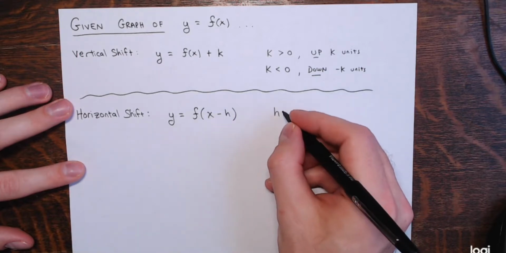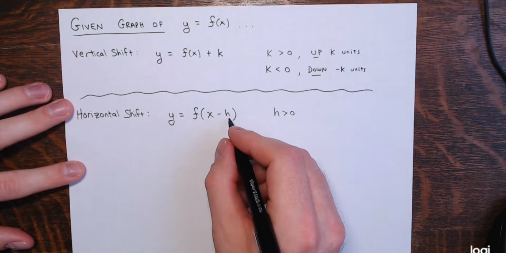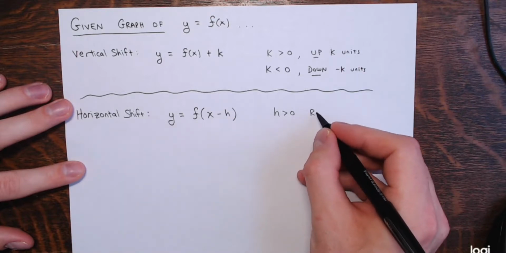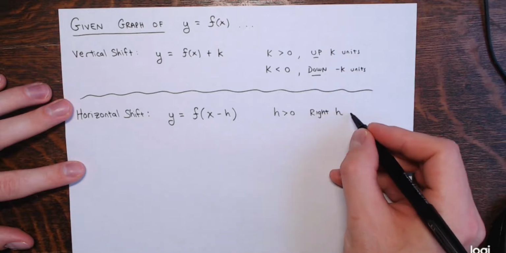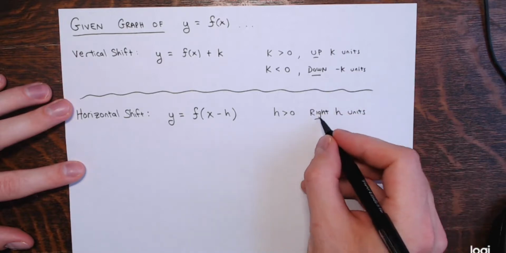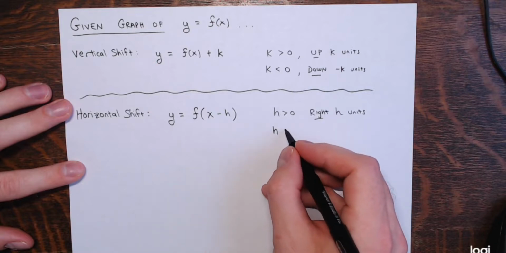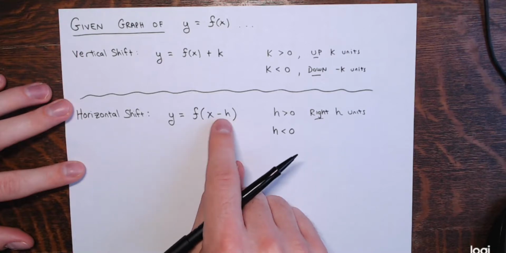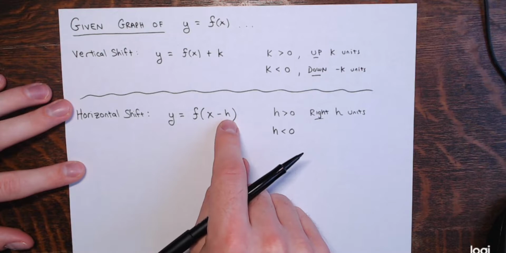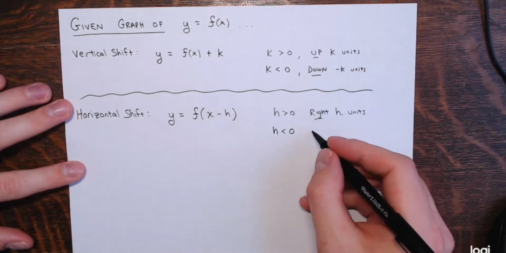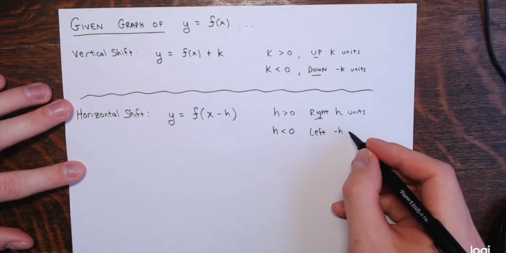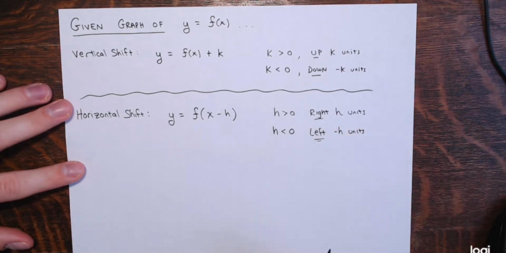if that number is positive, so like x minus 1, x minus 2, the graph's moving to the right h units. And if h is negative, so x plus 1, minus negative 1, minus negative 2, so x plus 1, x plus 2, x plus 3, replace all the x's with that kind of stuff, the graph will shift left the opposite of h, or the absolute value of h units, just to talk about it being positive.